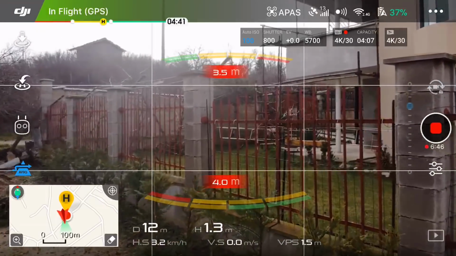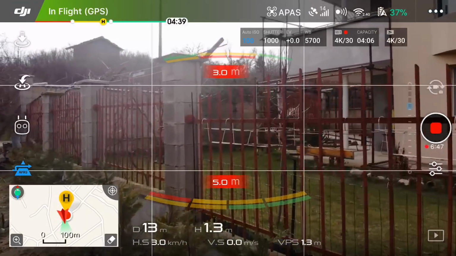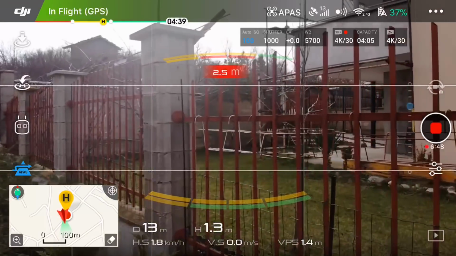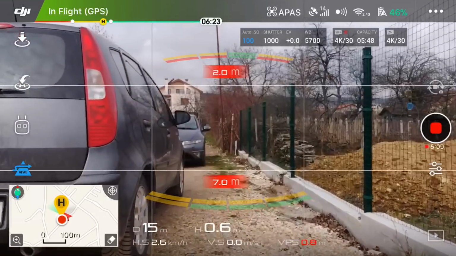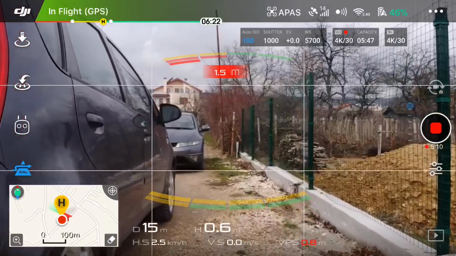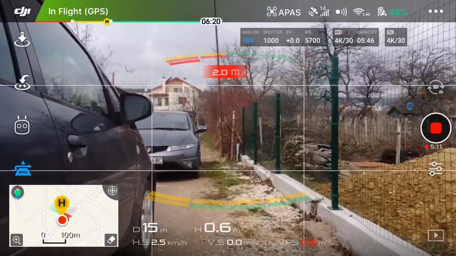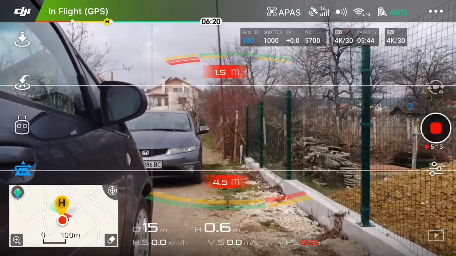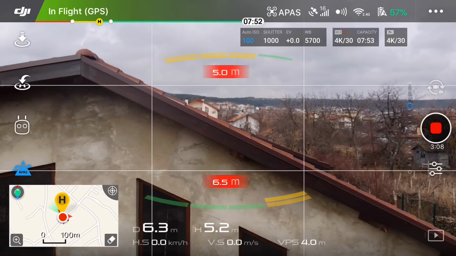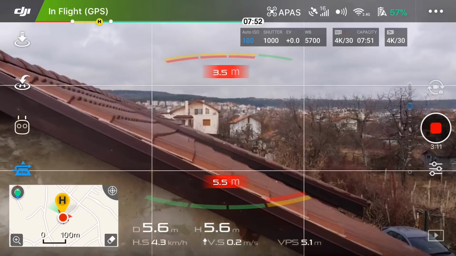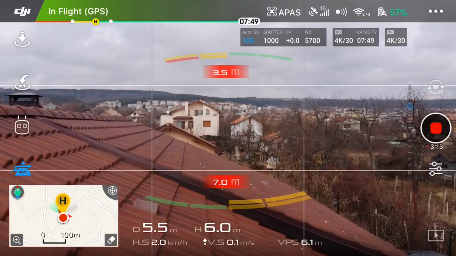So basically, if you have multiple obstacles on your way, the drone will get a bit confused, and if they're very close to each other, it won't be able to fly around them and then over them automatically. So keep that in mind and be cautious when flying in APAS, because the drone will detect the obstacles but will not fly around or over them if there are far too many. So that's something interesting that I noticed when flying in APAS. And overall I'm happy with this mode.